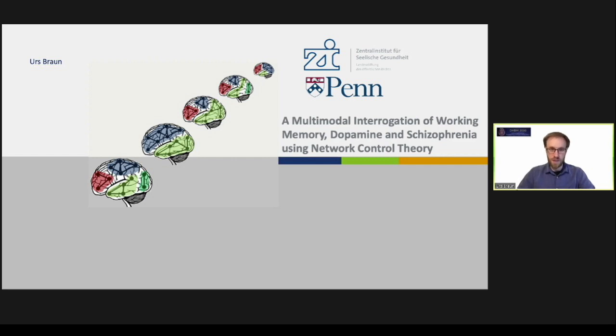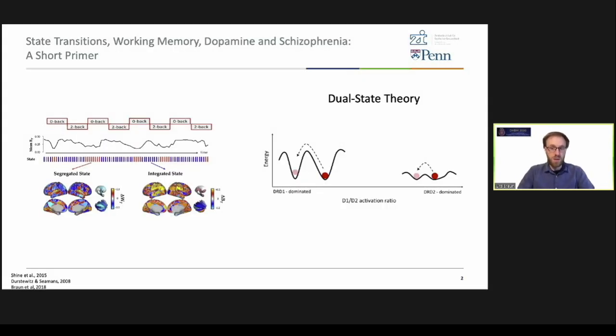To give you a little bit of background, working memory is a core cognitive function that encompasses the ability to maintain, but also to update and manipulate cognitive representations to successfully perform ongoing tasks. Proper execution requires the brain to transition through a diverse set of brain states, and on the left you can see one of the recent studies by Meg Shine and colleagues, in which they showed that the brain transitions through two different connectivity-based states during even simple working memory tasks.